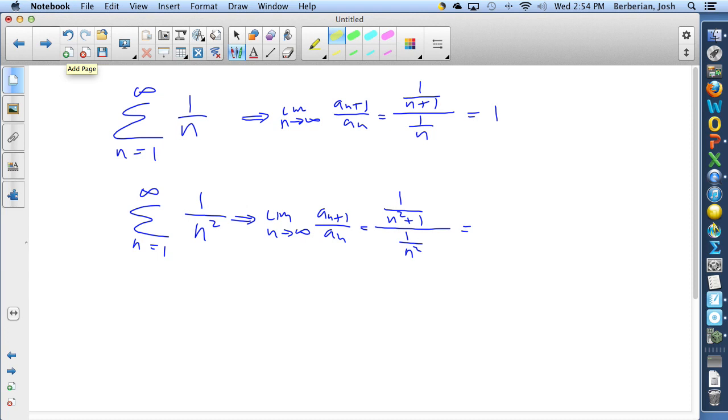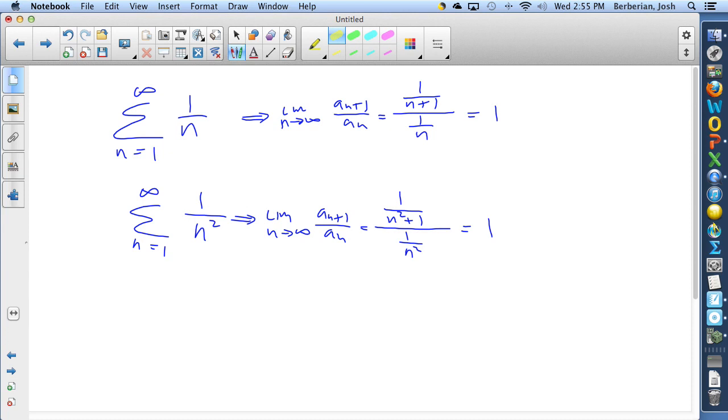N squared over n squared plus 1. So the limit is equal to 1, but we know that the series, this is a p-series, right? This p-series converges. So this is the drawback of the ratio test: if the ratio of the terms is equal to 1, then you don't know anything. It's inconclusive. It tells you nothing.